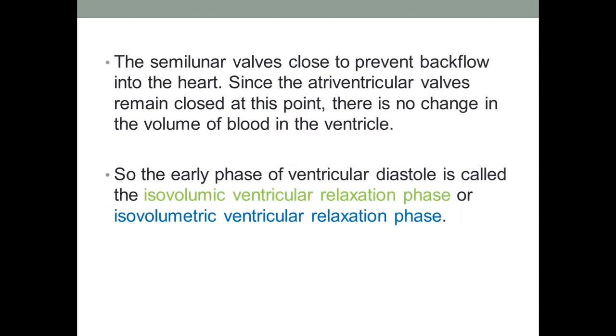The semilunar valves close to prevent backflow of blood. Semilunar valves now close so that the blood which has already passed from the ventricle cannot enter the ventricle again. Since the atrioventricular valves remain closed at this point, there is no change in volume of blood in the ventricle.